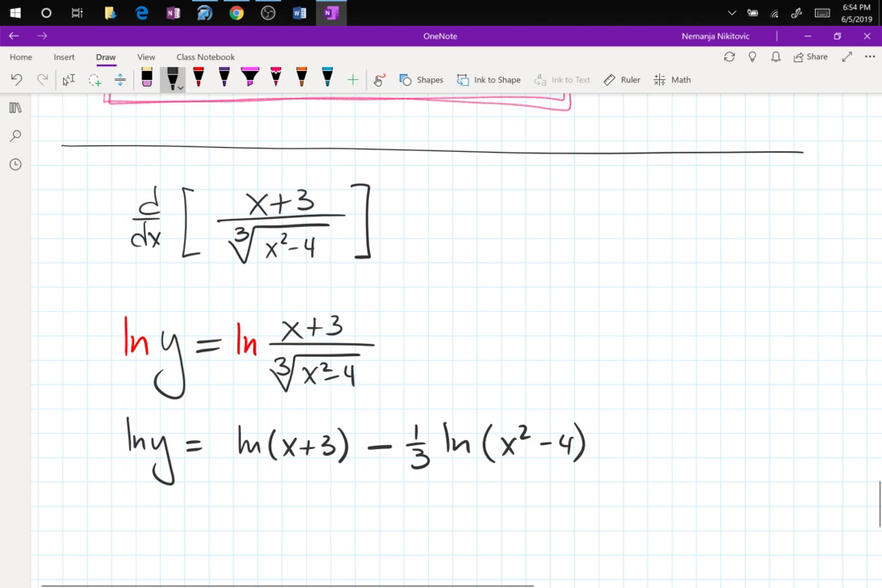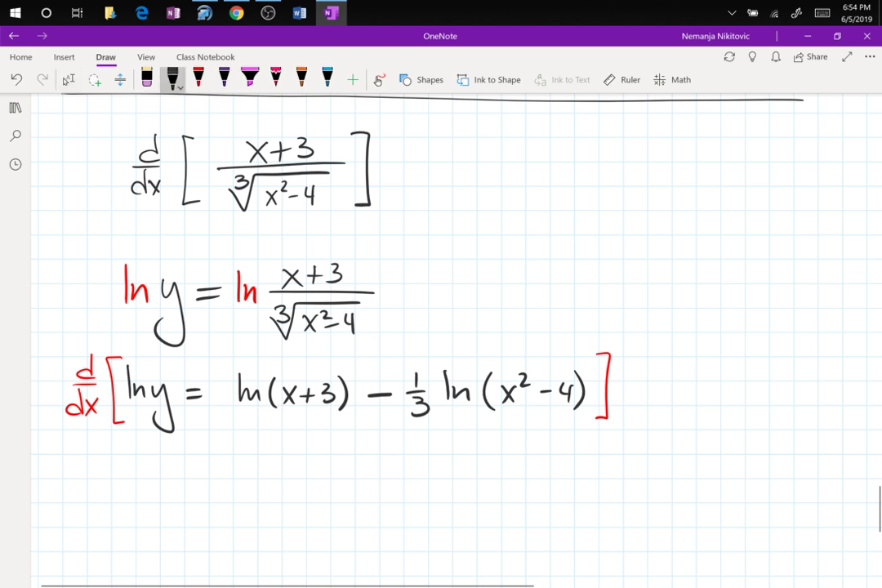And wow, all of the chain rules and all of the quotient rules, everything is dead and done and gone. And all we have are just basic ln's to deal with. Cool, huh? Time to take the derivative with respect to x. What's the derivative of ln y? dy dx. That's extremely important. On the right hand side, what's the derivative of ln of x plus 3?